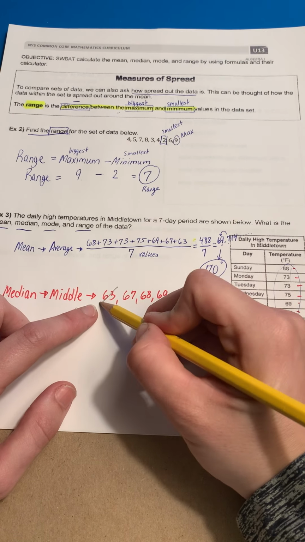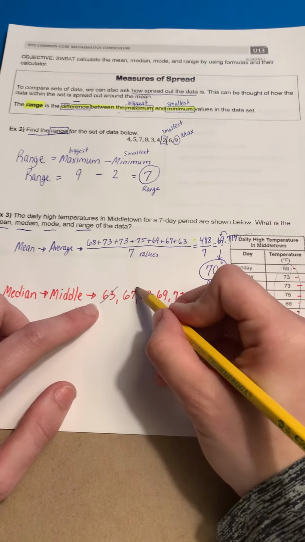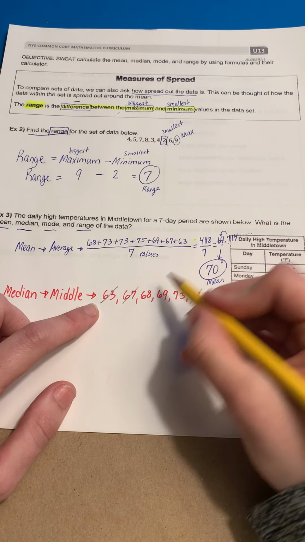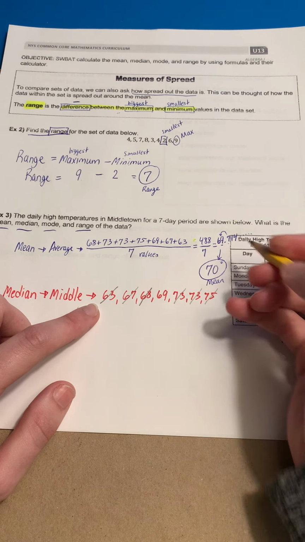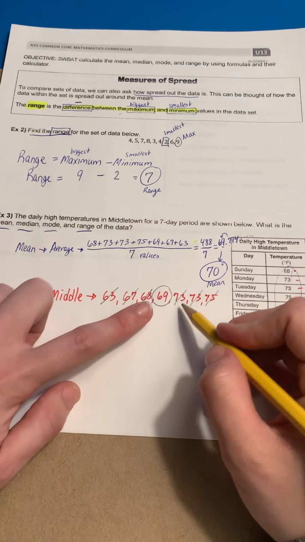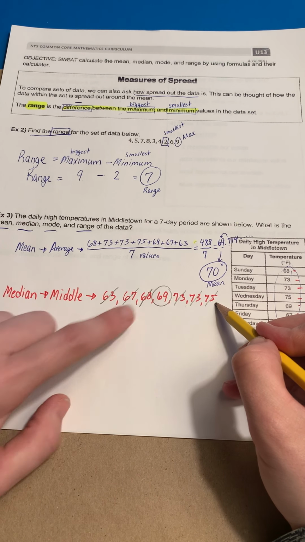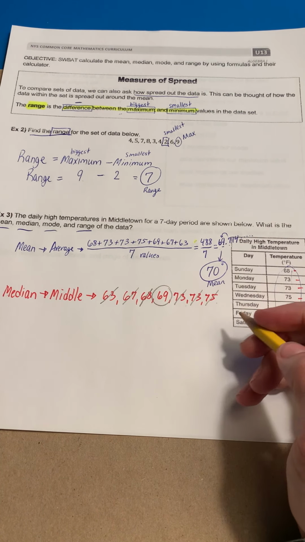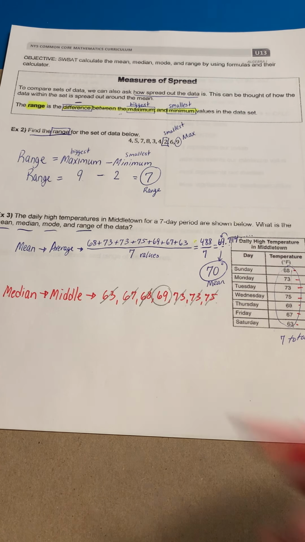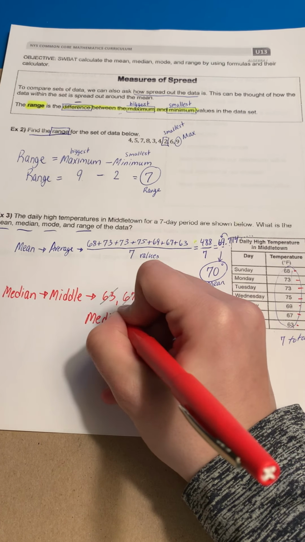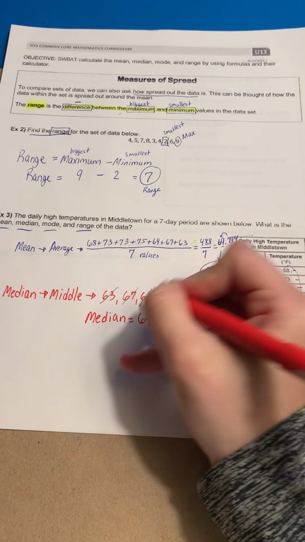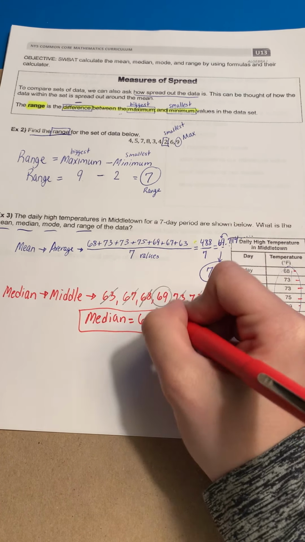So let's cross off 1 from the front, 1 from the back. 2 from the front, 2 from the back. Third, and I'm left with 69 directly in the middle. I have 3 on the left, 3 on the right crossed off. 69 is directly in the middle. So the median is 69 degrees.